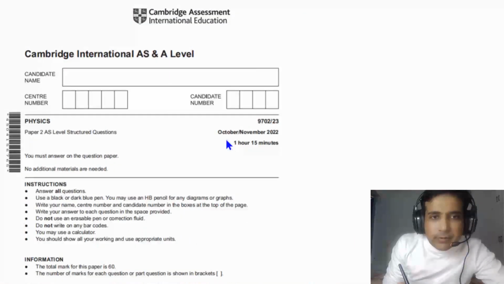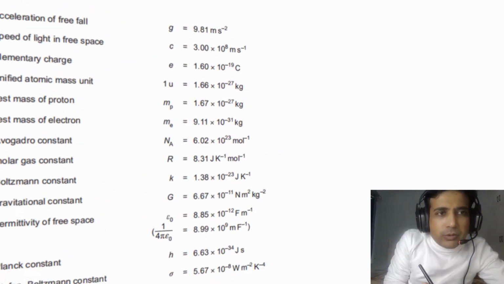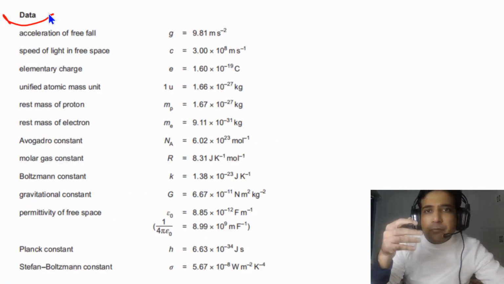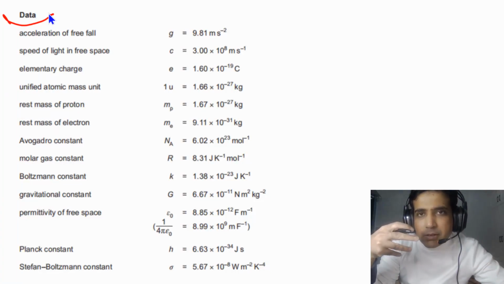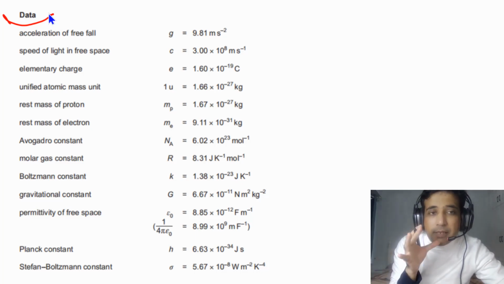The total time for this exam is 1 hour and 15 minutes and the total mark for this paper is 60. You need to answer all questions on this paper. On the second page of the exam paper, you can find values of some constants and you need some of them for some calculations in your exam. So it's very important to understand that values of constants are given to you.